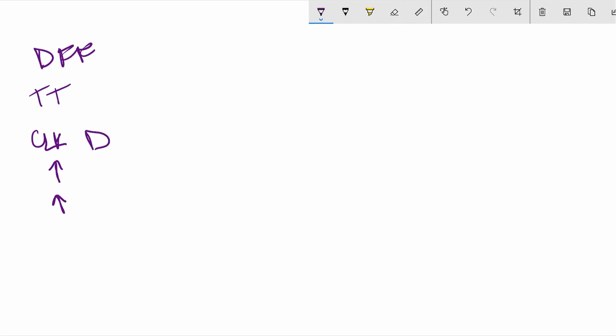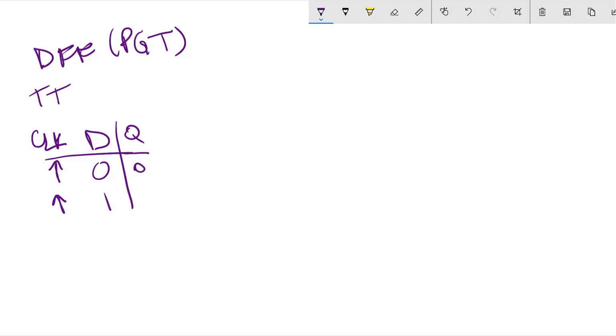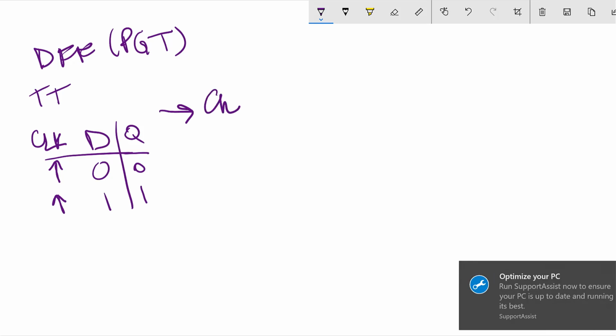The D input, every time there is a positive going transition, so we'll just say PGT, then our output Q is going to be 0. It just follows whatever D is. So we're going to take that and we're going to make our characteristic table.